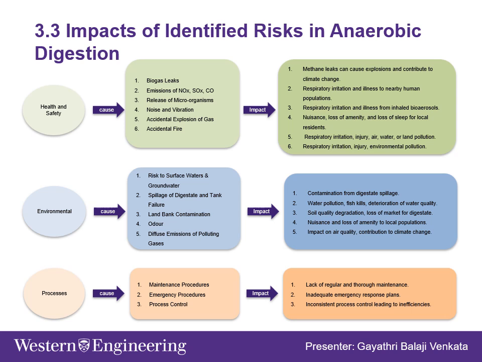Impact of identified risk in anaerobic digestion. This slide outlines the impact of risk in anaerobic digestion, focusing on health and safety, environmental, and process related risk. Health and safety risk like biogas, such as methane leaks, and emission of gases like carbon monoxide, hydrogen sulfide, SOx, NOx, and other gases can lead to severe outcomes like explosions and pollution, highlighting the need to manage these risks to protect people and the environment.